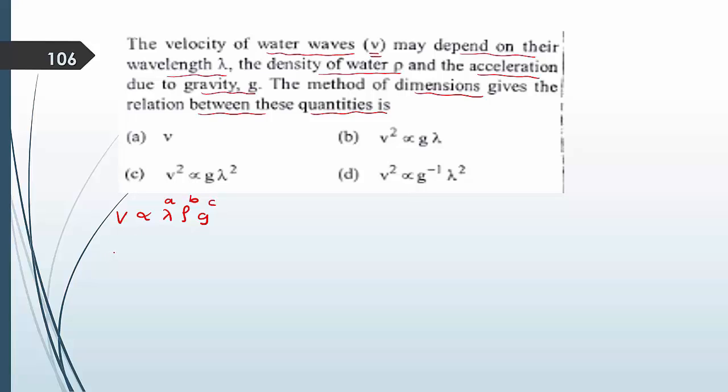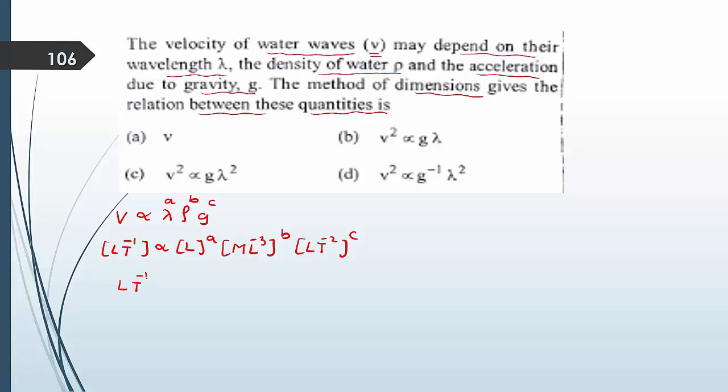Their dimensions, means we can write lambda raised to a, rho raised to b, g raised to c. Right? Or we can write V, velocity, having dimension L T raised to minus 1, is proportional to lambda, wavelength, which is L raised to a. Density has dimension M L raised to minus 3, raised to b. Acceleration due to gravity L T raised to minus 2, raised to c. Now easily you can find the relation between the given quantities.